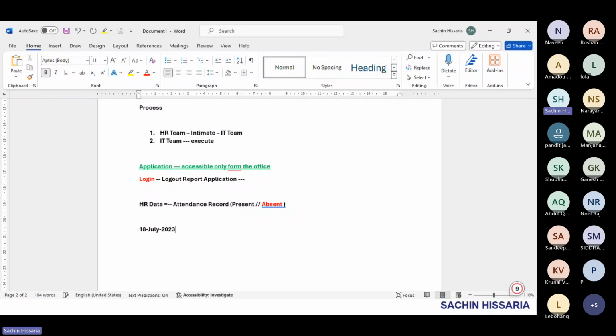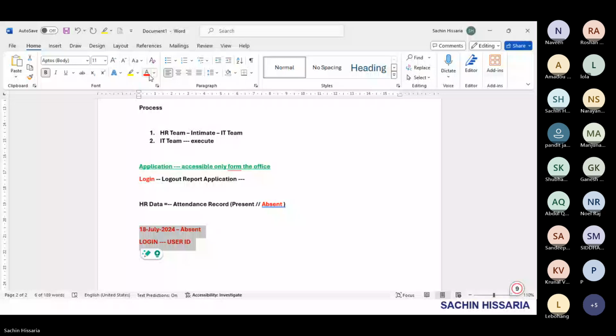But suppose in the application login history, there is a login from my user ID. What does it mean? That I have shared my password with someone else. Is it clear, guys? How we have identified this particular scenario? Is this clear, guys?